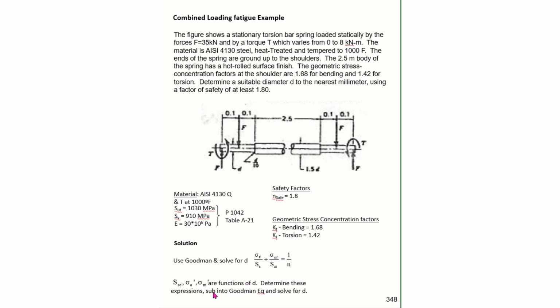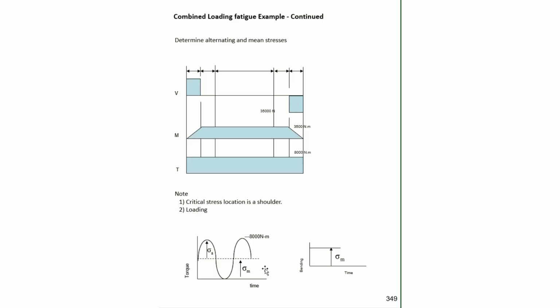So what we need to do is determine all of these terms in terms of the diameter, and then we will be able to solve this Goodman equation for the diameter. To look at this problem, we're going to draw a shear moment diagram for the system.